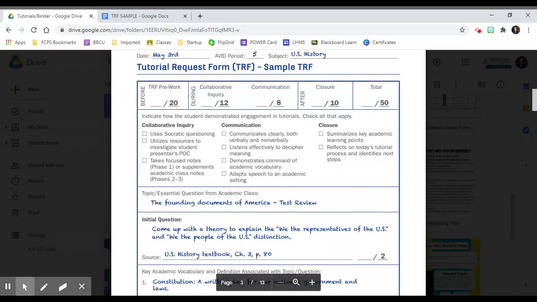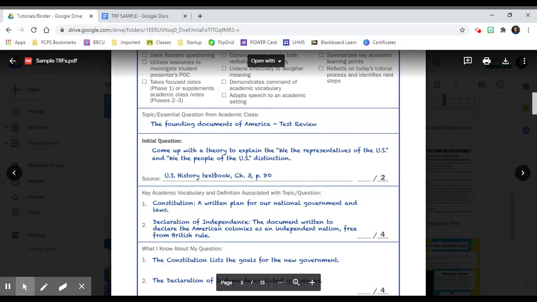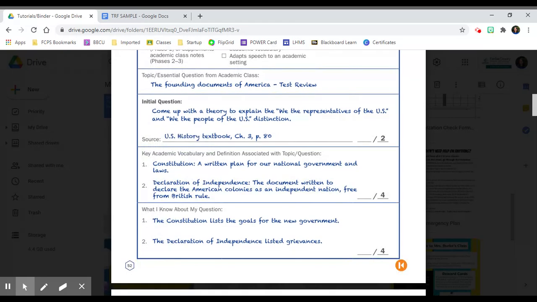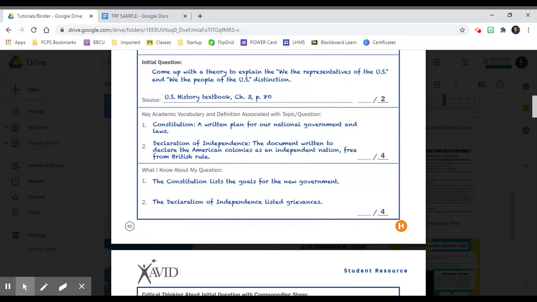Here's another example on history. All right, so their essential question or topic is the founding documents of America. Again, this was pulled straight from a textbook. Students could pull this from any sort of work they have for history. So come up with a theory to explain the we, the representatives of the U.S., and we, the people of the U.S. distinction. So they know they're talking about the Constitution and the Declaration of Independence. Those are their vocabulary words they need to talk about.